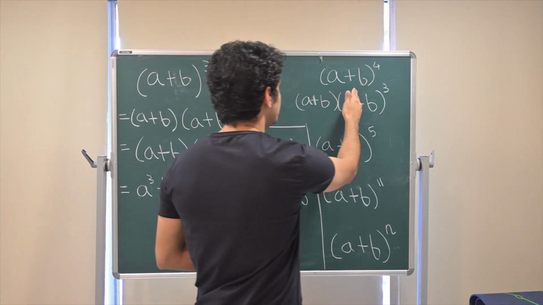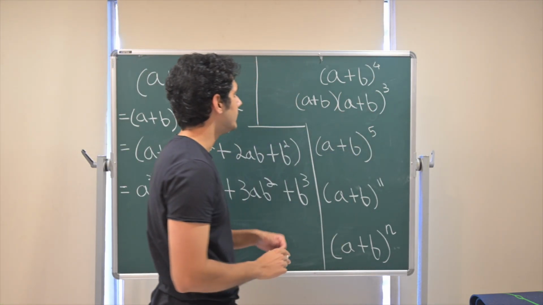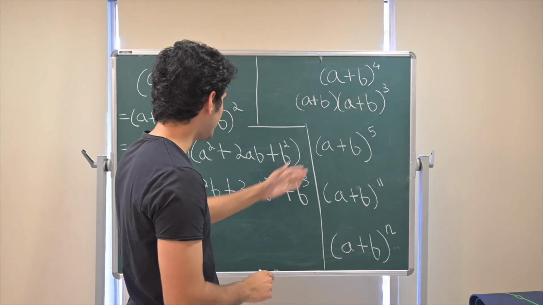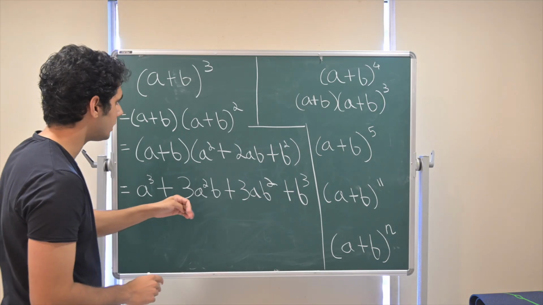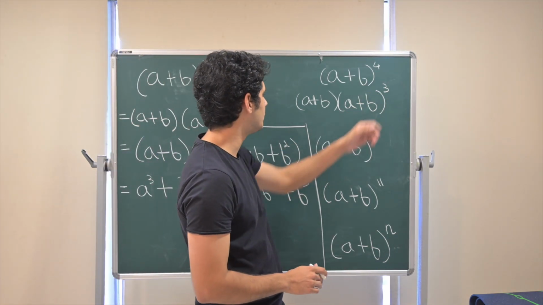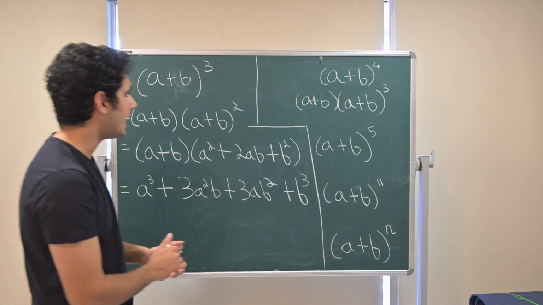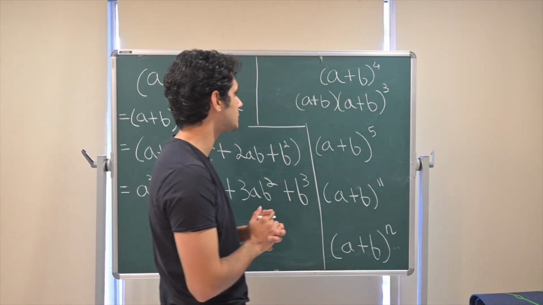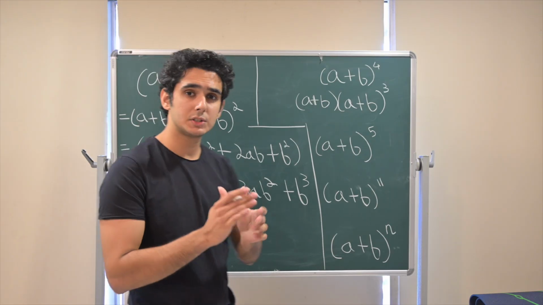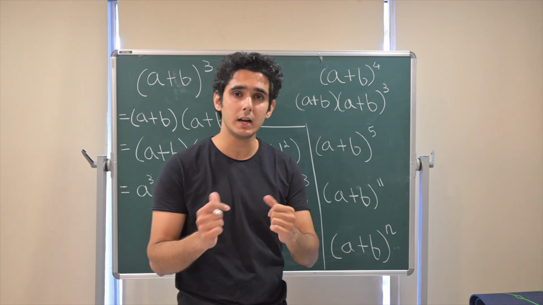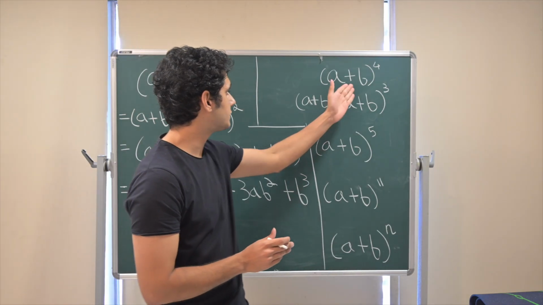Similarly, a plus b to the fourth power is just a plus b times a plus b whole cubed. And we have the expression over here for a plus b whole cubed. We can again just write it out in this fashion and get the expression for a plus b to the fourth. Now this is very powerful because geometrically we would have no idea how to visualize this creature.